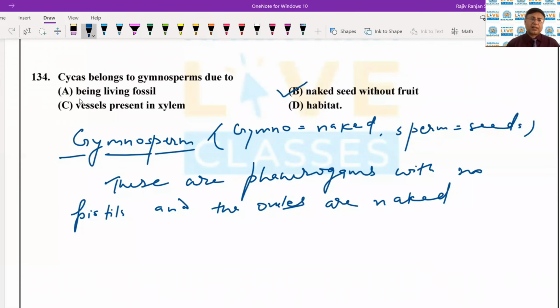Even though Cycas is also known as living fossil along with Ginkgo, this is not the reason for it belonging to the gymnosperms. Vessels are present in the xylem. Vessels are very common in angiosperms.